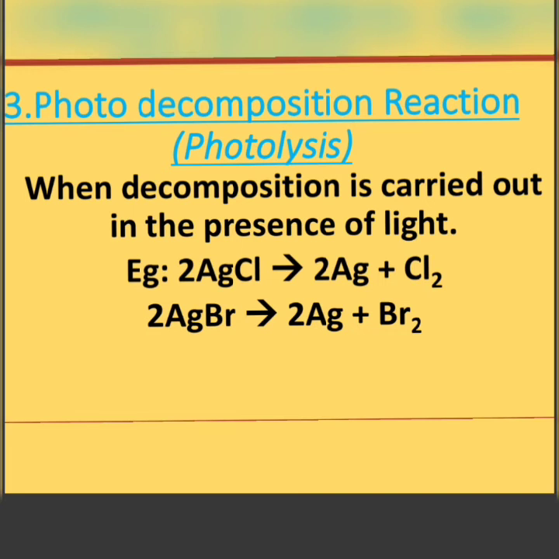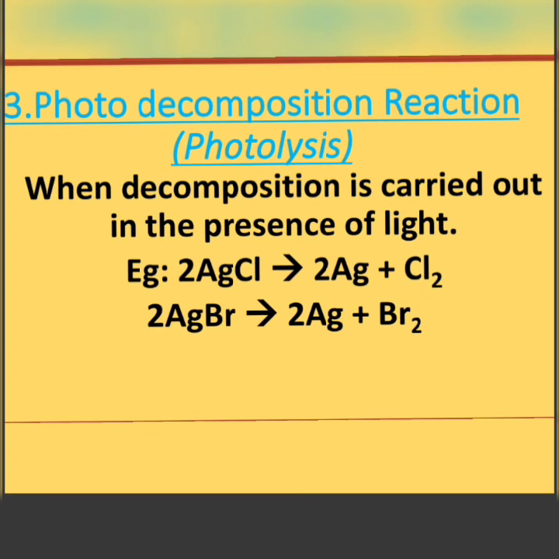Another example is silver bromide. Silver bromide also behaves in the same way. AgBr in the presence of sunlight changes into Ag and bromine. The above reactions are used in black and white photography. I hope you have understood. So can you tell me what form of energy is causing these decomposition reactions? Please go through it.